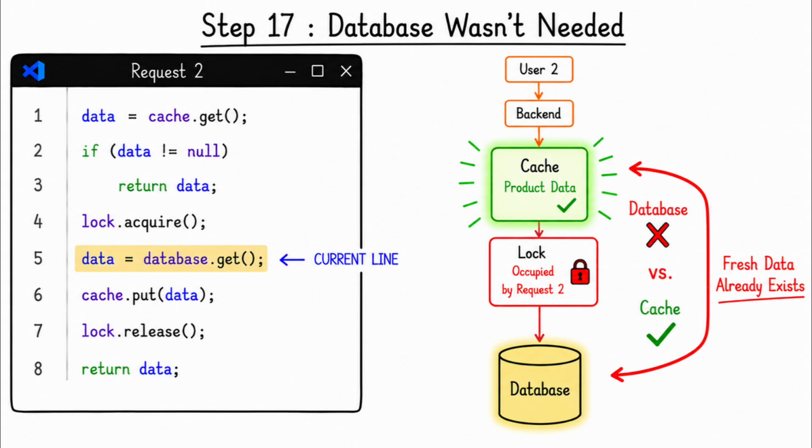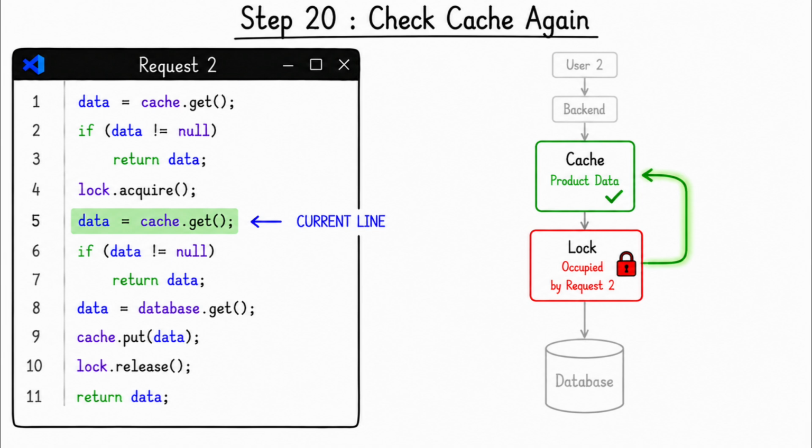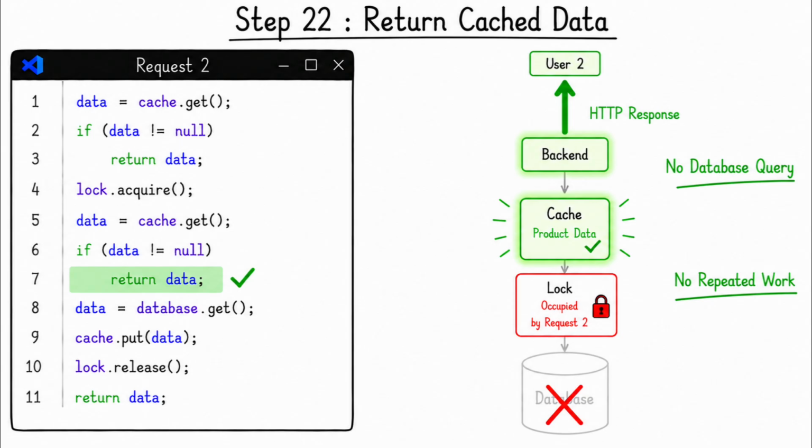So how do we fix it? Very simple. Immediately after acquiring the lock, we check the cache one more time. This second cache lookup is called double check locking. Now request 2 acquires the lock. Instead of going directly to the database, it checks the cache again. This time, the cache already contains the fresh data written by request 1, so request 2 immediately returns the cache data. No database query, no repeated work, no unnecessary load.